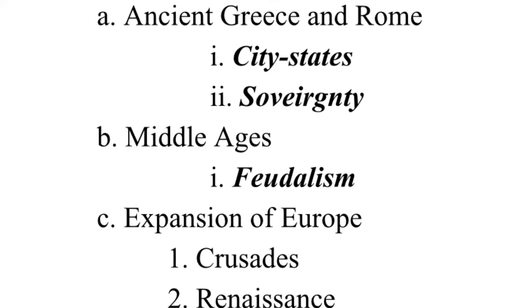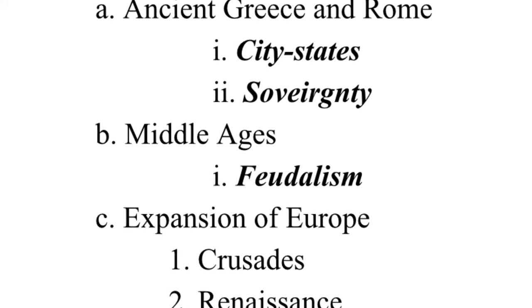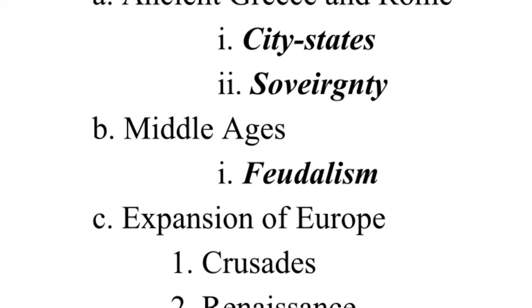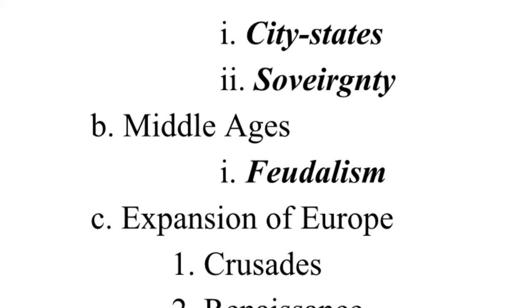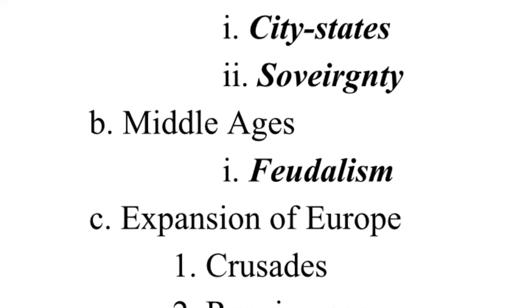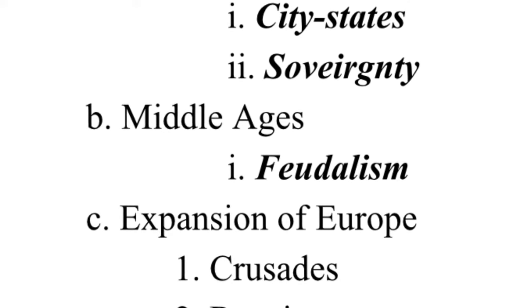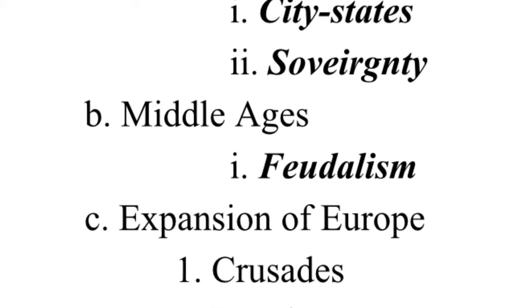These nobles, in exchange, pledged their loyalty to the monarch, to the lord, and then these nobles themselves had knights that provided protection, and the nobles also had workers called serfs who worked the land under serfdom, a form of slavery. This was the idea of feudalism.